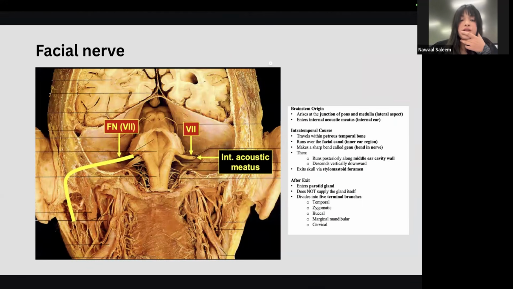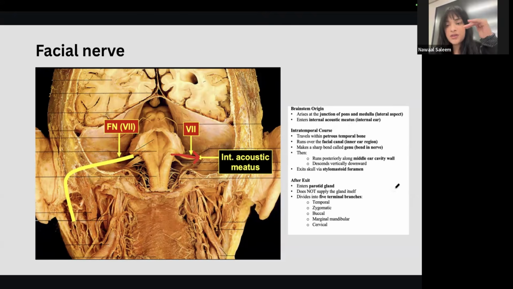Right. Now we just look at the cadaveric dissection. Okay, so this is the internal acoustic meatus. This is cranial nerve number 7, right there. So it arises at the junction of the pons and the medulla. So you can see here, this is the medulla and this is the pons, and it's arising at the junction. It enters the internal acoustic meatus. So it's arising from here. It's going to the internal acoustic meatus.